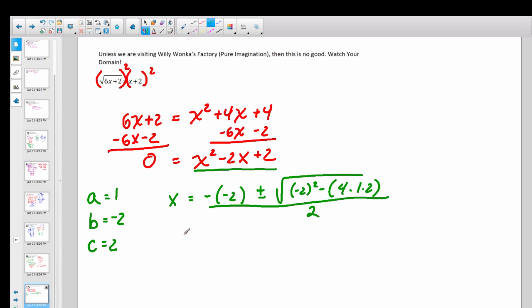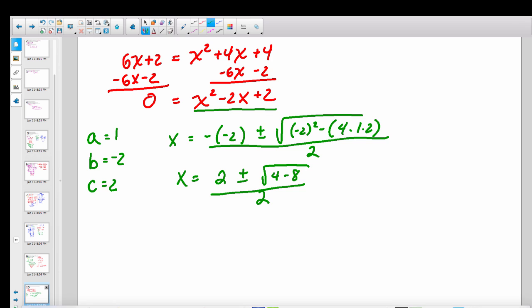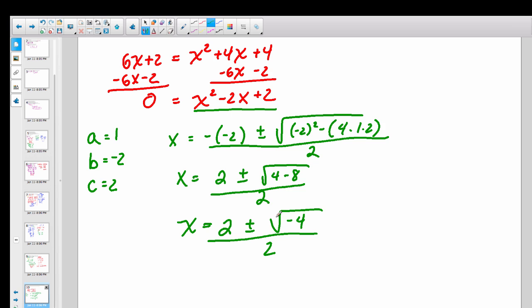So doing some simplifying, this is 2 plus or minus the square root of 4 minus 8, all over 2. x equals 2 plus or minus the square root of -4 all over 2. Oh, there's that -4 again, right? We know that that's 2i. Cool. So x equals 2 plus or minus 2i all over 2.